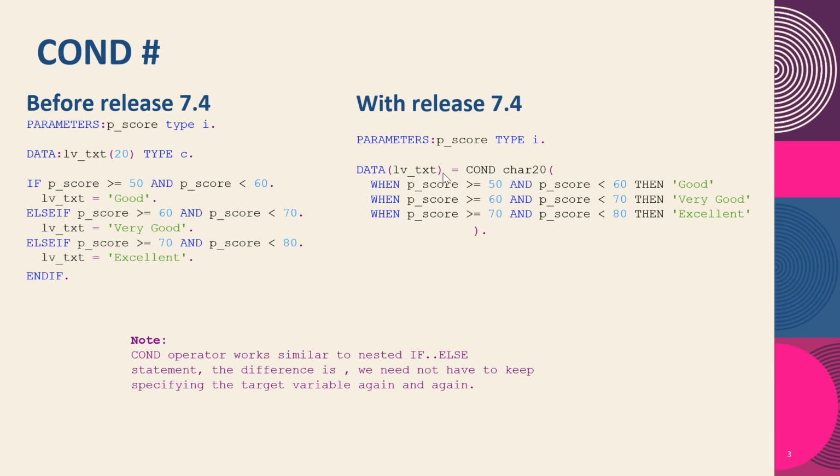If the variable on the left side of the equal to symbol has already been declared, we could have used COND and AS. With this, the number of lines of code is reduced, as the assignment of the target variable is done once at the end, not for every statement or every check.